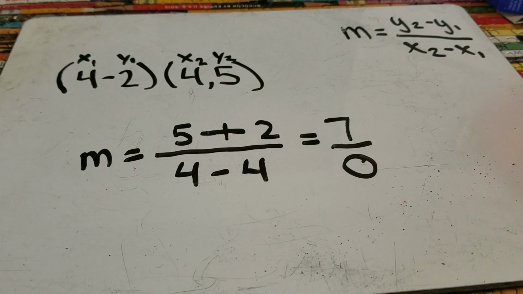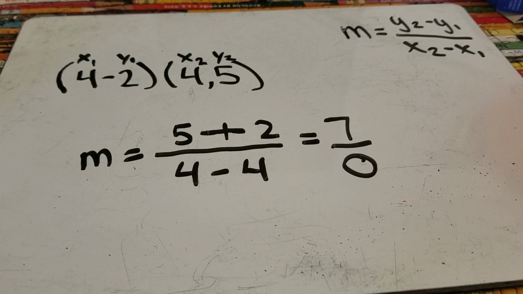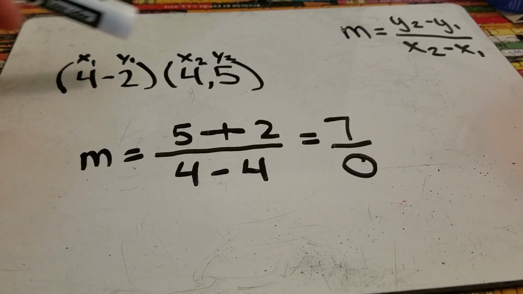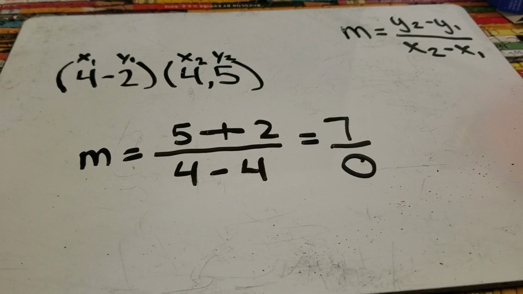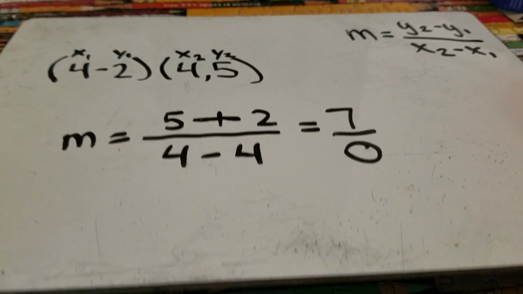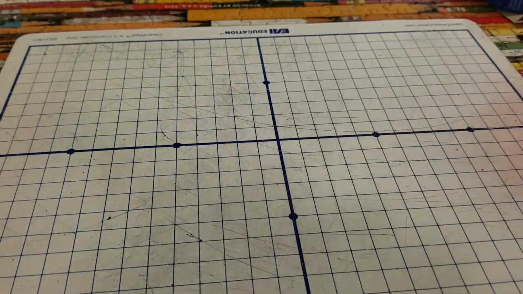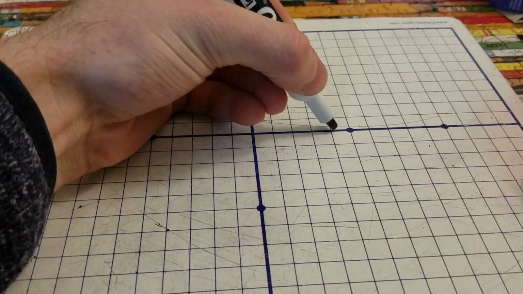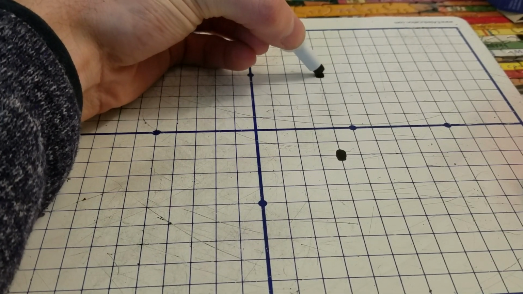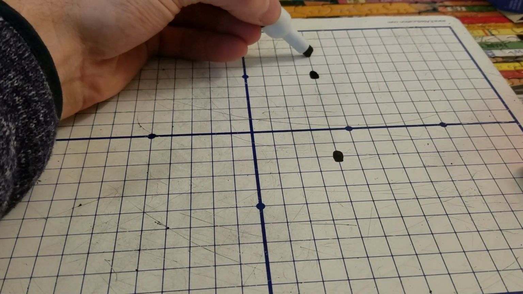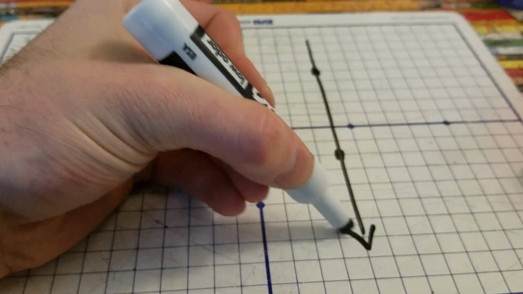So this is what makes this problem a little bit different. I got a slope of 7 over 0, a rise of 7 and a run of 0. That's telling me to get from this point to this point, I'd have to go up 7 units, but I wouldn't go left or right at all. If you think about what that means, let me put this on a graph for you. 4, negative 2, and 4, 5. So 4, negative 2 is right here, and 4, 5 is right there. What we actually have here is a vertical line.